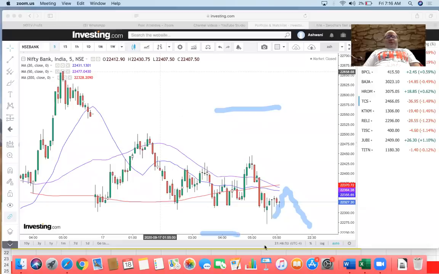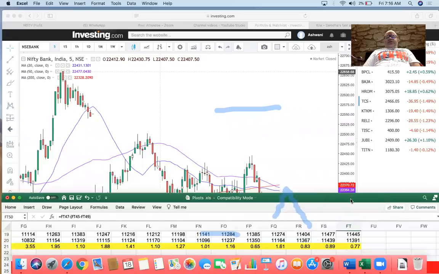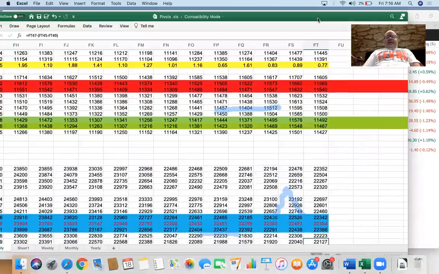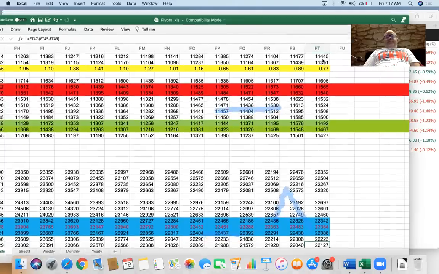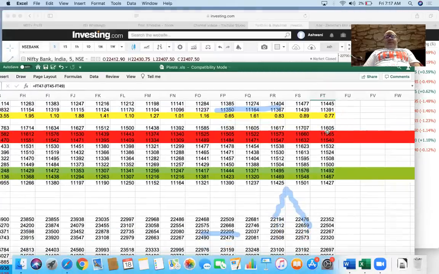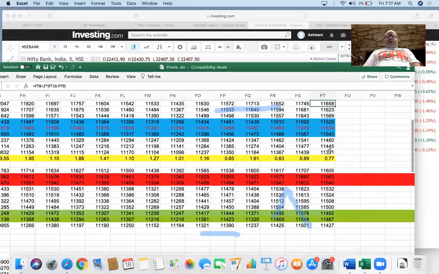For that, I'll give you the levels. S2 and R2 on Bank Nifty is 22,127 and 22,601. I think Nifty I have already given you. Let me repeat. S2 for Nifty 11,445 and R2 for Nifty 11,623. Overall, I expect a bit of a ranging style day, and within that, you will have to carve out swings.